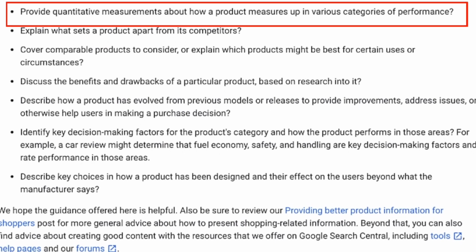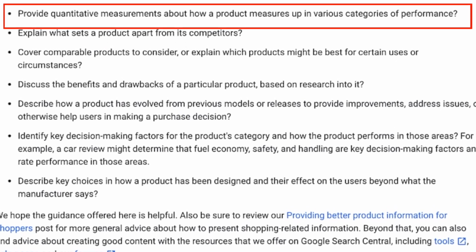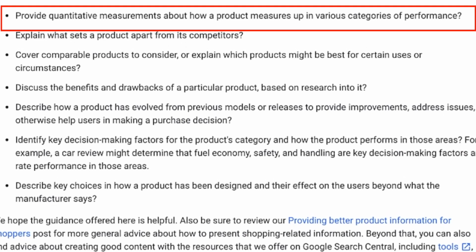Next, provide quantitative measurements about how a product measures up in various categories of performance. What this is asking you to do is to break down the different segments of the product. If we're talking about a device, the battery life, the screen quality, the memory capacity, all of the different categories and how the product measures up. That way people are able to gauge how it measures up against other products, or in general, to gain a general understanding of how good the product is, okay?